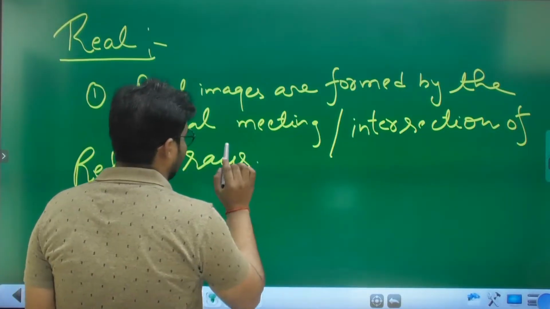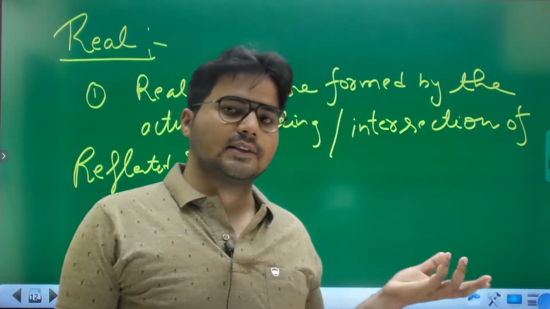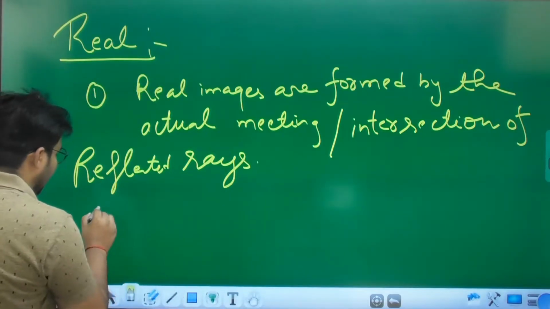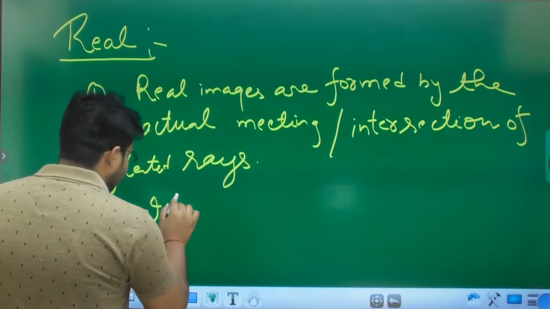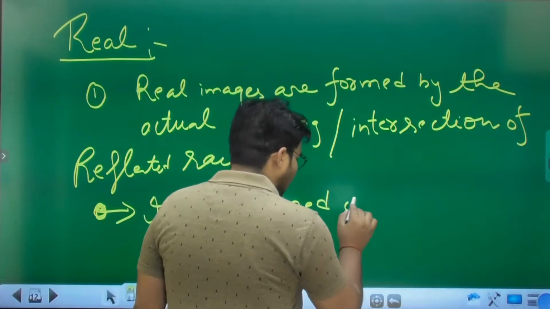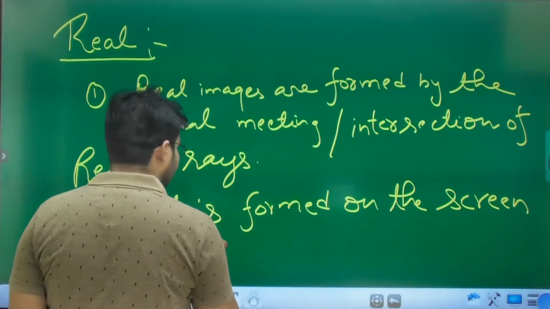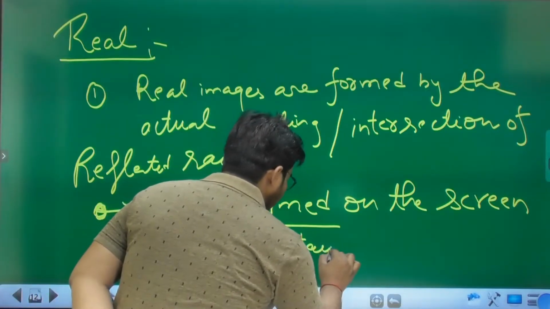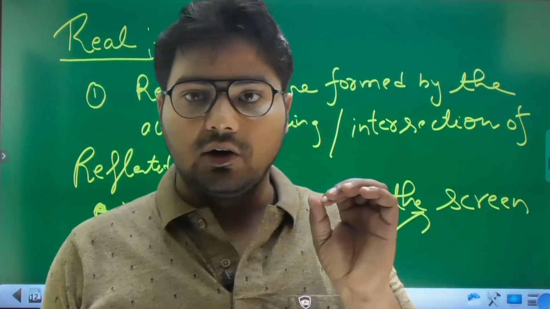Reflected rays. Clear? So a real image is always formed by the actual meeting or intersection of the reflected rays. Clear? And about the real image, you have to note that it is formed on the screen, or you can say that it can be obtained on the screen. You just see that real images can be obtained on the screen.